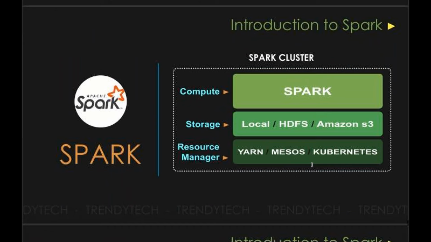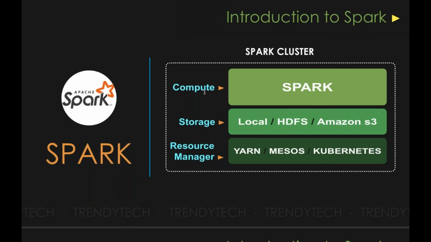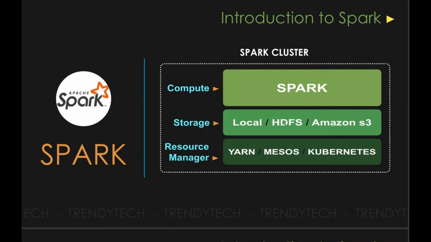So this is how it will look. You see, the compute unit will be Spark. Your storage can be either local storage, HDFS, or Amazon S3, and your resource manager can be YARN, Mesosphere, or Kubernetes. Now, if we use the storage unit as HDFS and the resource manager as YARN, we say it as Spark on top of Hadoop, because YARN and HDFS are part of Hadoop. Think of it this way. If you ever hear this term Spark on top of Hadoop, what does that mean? That means we are using the resource manager as YARN and the storage as HDFS.